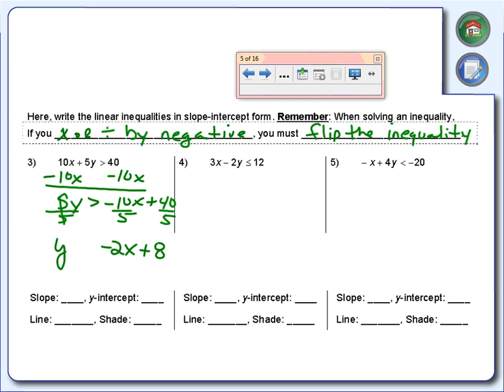Now, do I need to flip the sign on this one? No, I didn't divide it by a negative number. I divided by a positive 5. So now I've got this inequality in my slope-intercept form, which is what I want.